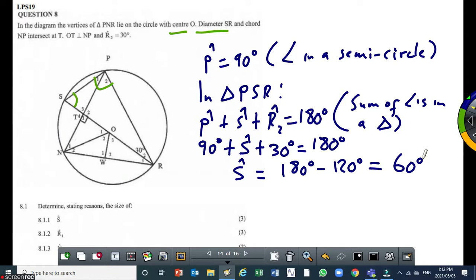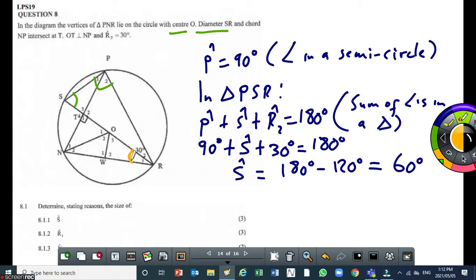Any question? Right, then R1. Need to find the size of this angle.